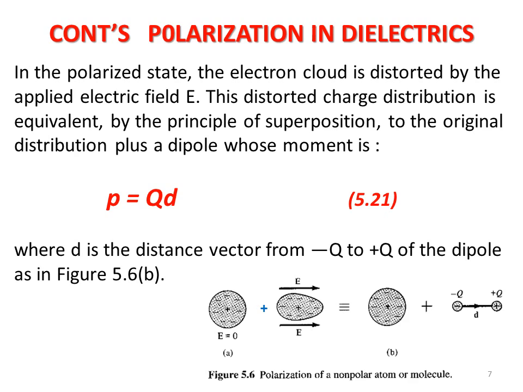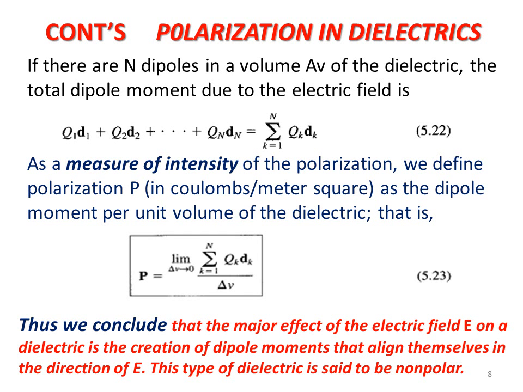In the polarized state, the electron cloud is distorted by the applied electrical field E. This distorted charge distribution is equivalent, by the principle of superposition, to the original distribution plus a dipole whose moment is P equals Qd, where d is the distance vector from minus Q towards positive Q. Q is referred to as the charge of the dipole, as you can see in the figure.